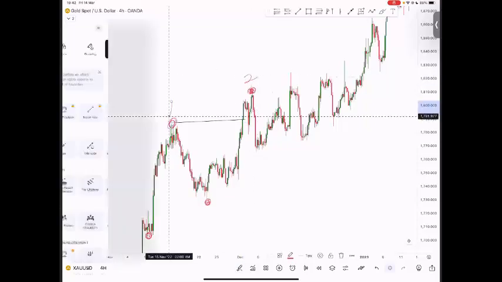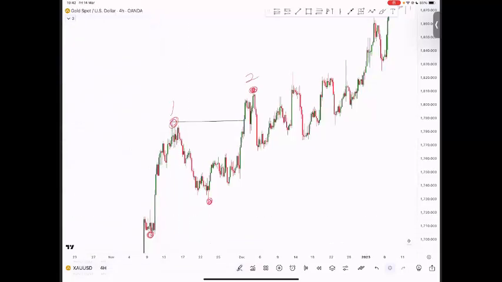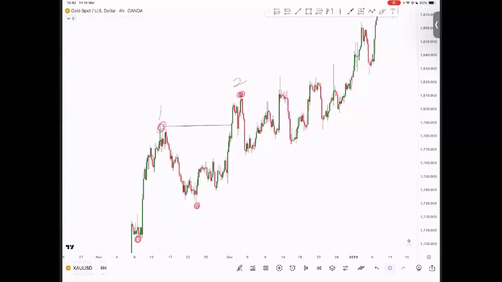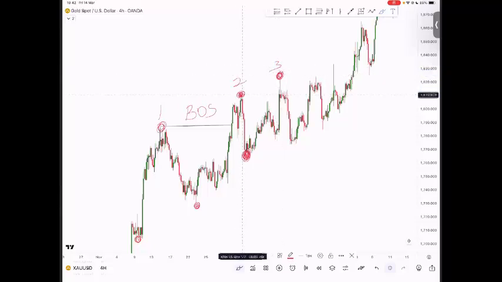This is a break of structure. The moment price puts in a new high in an uptrend or puts in a new low in a downtrend, this is a break of structure. And then you have this new low, which is our next higher low because it is the lowest point before this new high, which is high 3. So the moment high 3 went above high 2, the highest point high 2 got to, that is what we call a break of structure.